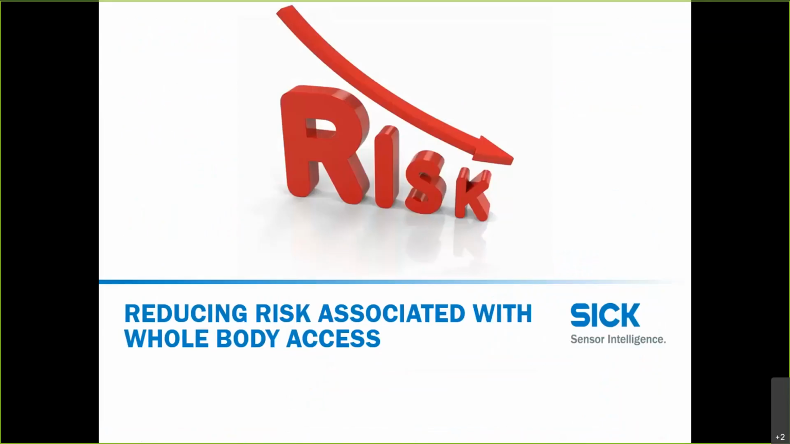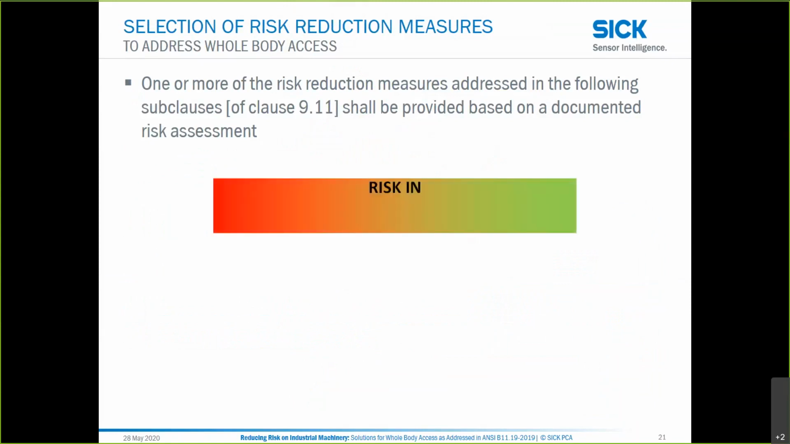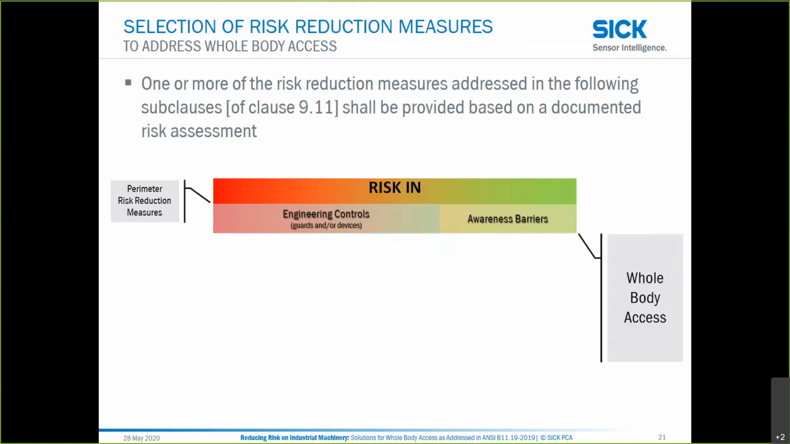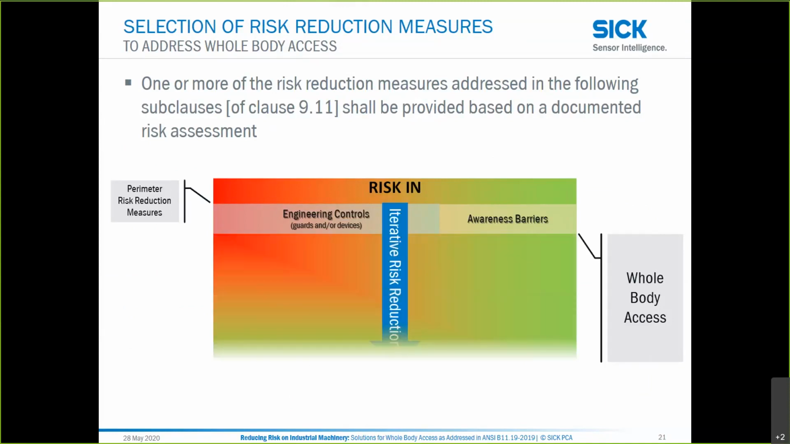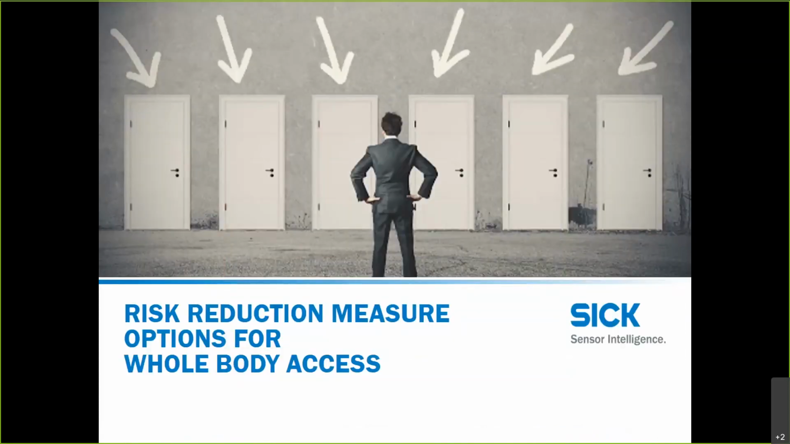So when we look at whole body access as a whole, we have to consider the concept of risk reduction as part of risk assessment. So in the new standard, it says that there's many measures that can be used to reduce risk, and which ones or combinations used are going to be based on a risk assessment. So we do our initial risk assessment, we identify some initial risk, and if we decide that we're going to reduce risk with perimeter measures, whether engineered controls or awareness barriers, we have to evaluate if whole body access is present. And if it is, we're iteratively going to apply a combination of measures until that residual risk, the risk left over, is deemed acceptable. So this is where we get into the different measures that are presented in the standard, which we'll go through now one by one.